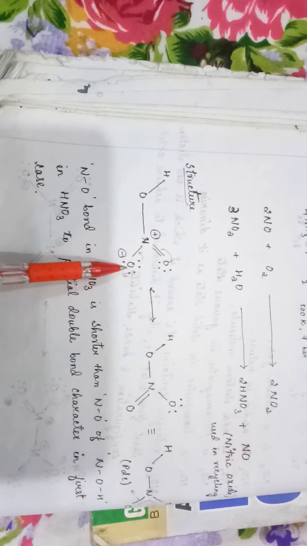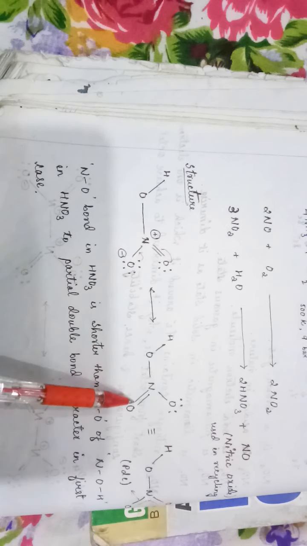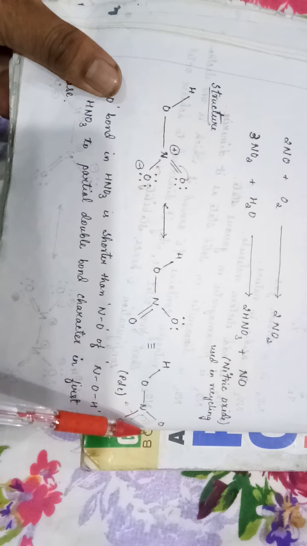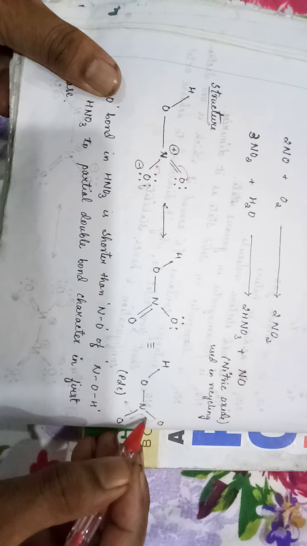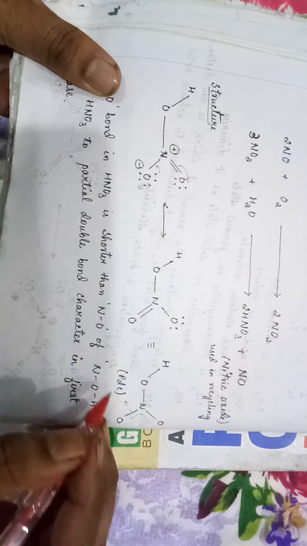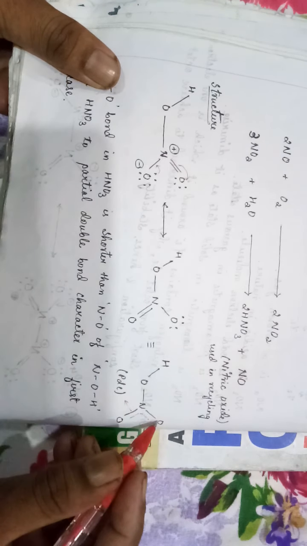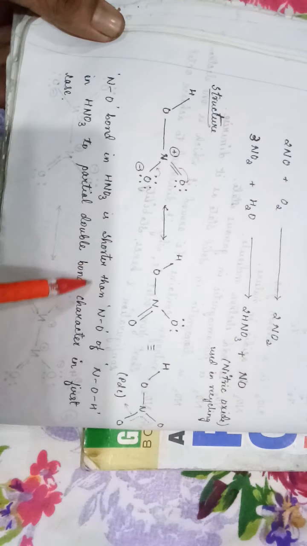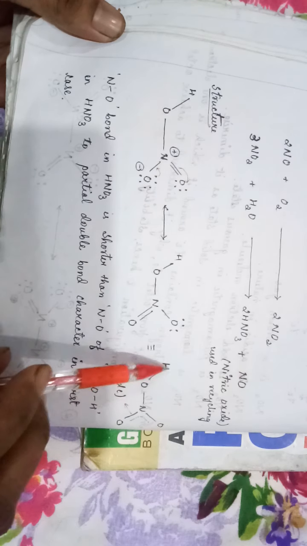The structure of this one is important. This is the structure. If resonance takes place, this takes the double bond. Now in the resonance hybrid, this is one single bond. You are seeing that this has partial double bond character, and due to partial double bond character, these N–O bonds are shorter than this N–O bond. So the N–O bond in HNO3 is shorter than the N–OH bond in HNO3 due to partial double bond character in the first one.